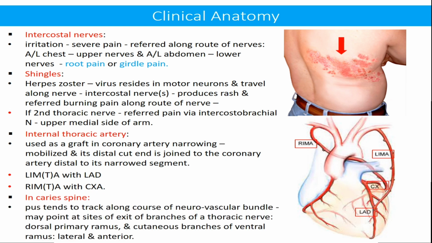In caries spine, pus tends to track along the course of the neurovascular bundle, hence may point at sites of exit of the branches of the thoracic nerve, that is the dorsal primary ramus, or cutaneous branches of the ventral ramus, that is lateral and anterior.